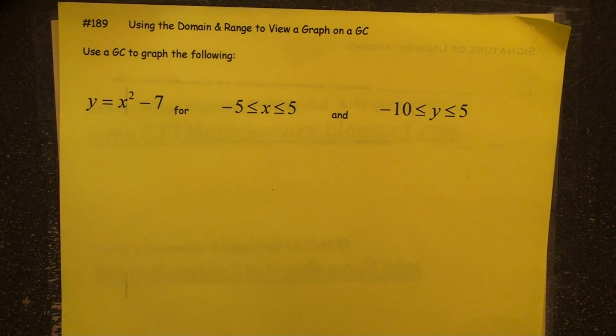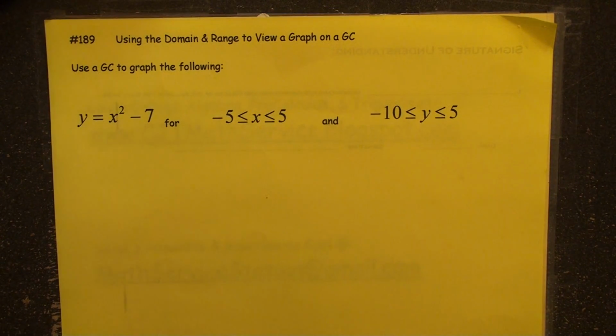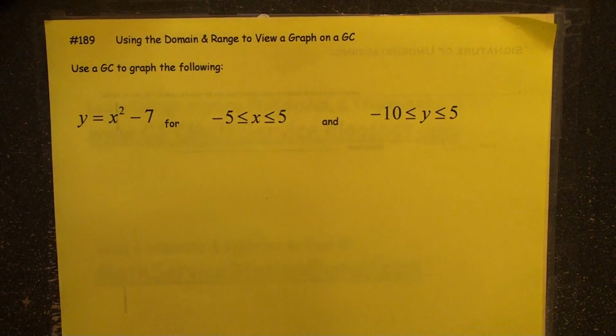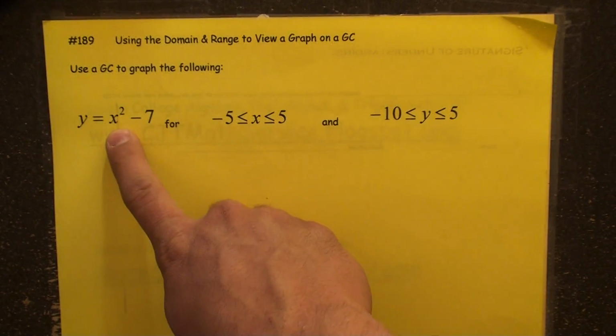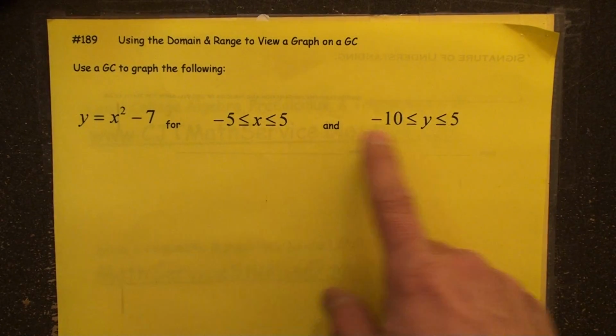Video number 189, using the domain and range to view a graph on a GC. In other words, a graphing calculator. So, we're going to simply type this in the graphing calculator. We're going to use these two facts.